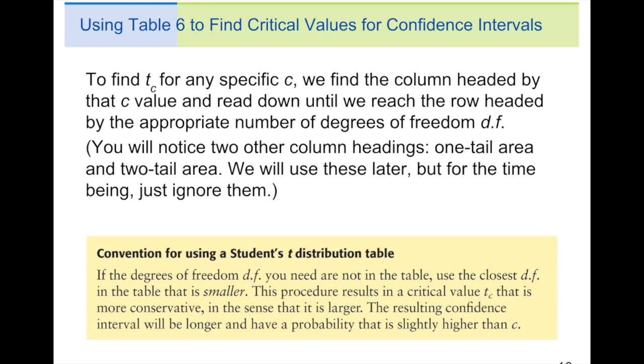Convention for using a Student's t-distribution table. If the degrees of freedom you need are not available, use the closest degrees of freedom in the table that is smaller. This procedure results in a critical value t sub c that is more conservative in the sense that it is larger. The resulting confidence interval will be longer and have a probability that is slightly higher than c.